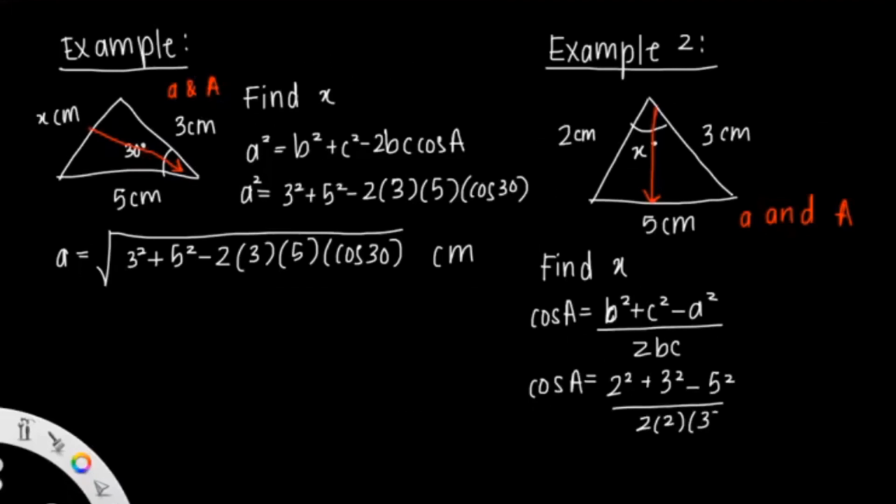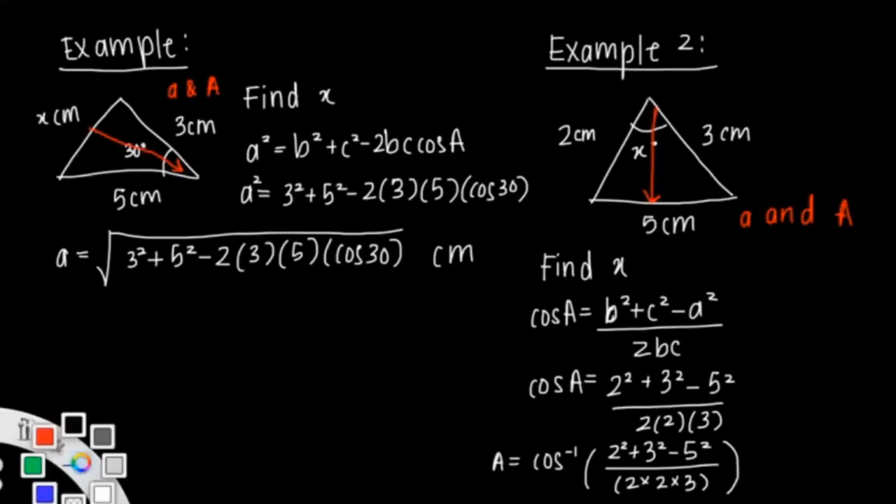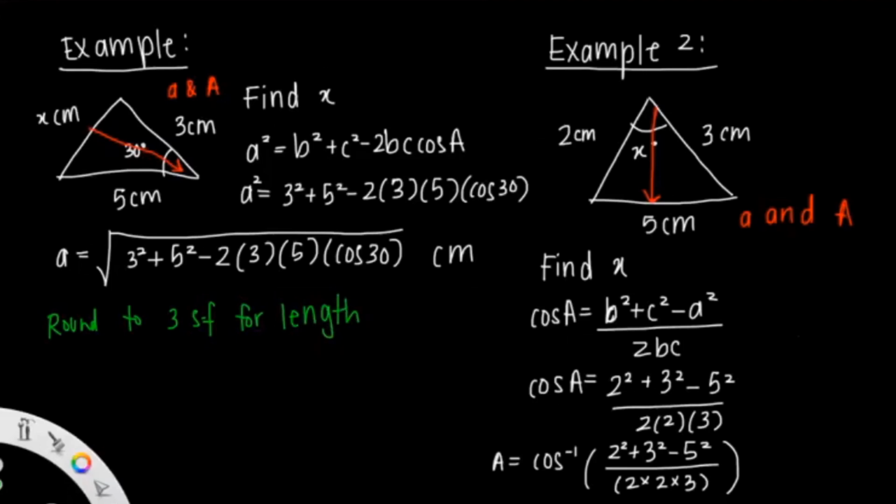So you just sub in your values, and since you're trying to find the angle A, you bring cosine to the other side, so that would be shift cosine of 2 squared plus 3 squared minus 5 squared over 2 times 2 times 3. Now you put that into your calculator and you round it off to 1 decimal place because it's the angle. So now I'm just writing it again for length. And for angle, round it all to 1 decimal place.